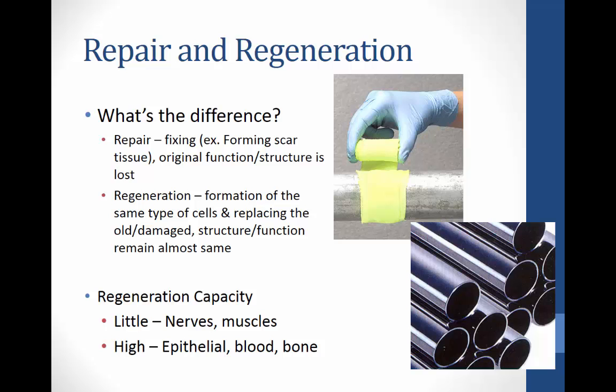After the muscle tissue is injured, it is repaired with scar tissue, which is much less elastic than the original muscle cells that were damaged. Regeneration, on the other hand, is the formation of the same type of cells and replacing the old or damaged structure and function. This means that the function of the regenerated tissue remains almost the same. An example of this is seen in the skin. When the epidermal layer is disrupted, the regenerative tissue still holds the same or similar elastic type properties as the original tissue that was damaged.